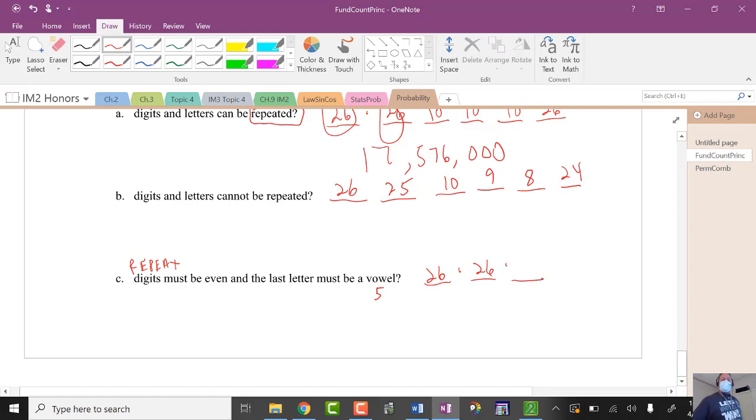And then how many even numbers are there? How many even numbers are there? 5. 0 is even, if that's what you were pausing on. And then vowels, there are 5 of them as well at the end. Okay? This is why letters can't be repeated, because what if you use the vowel in the first 2 sets? Then you have to account for that at the end, and that creates some other scenarios you'd have to write.